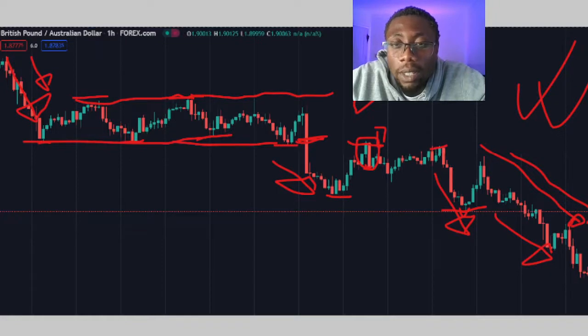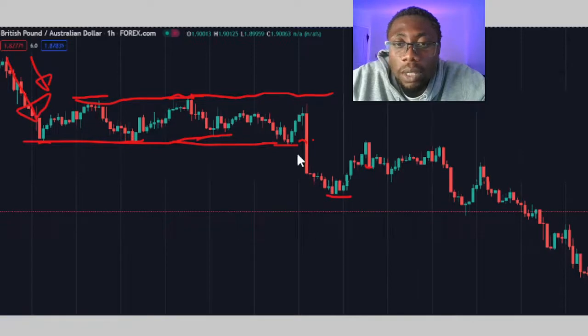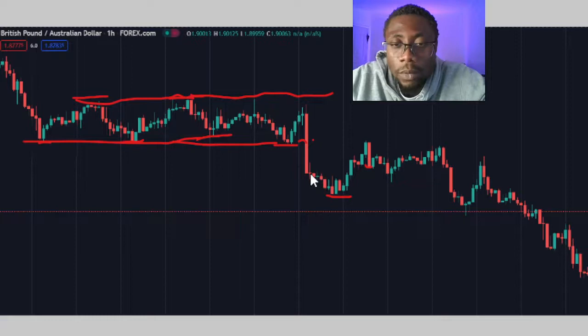I know I left a lot of these marks on the screen, so I'll just try to get rid of some of those. And hopefully that'll help you see it a little bit better. For the most part, very simple process.